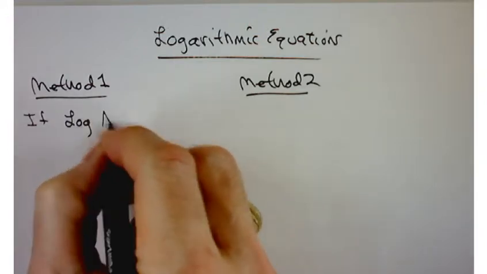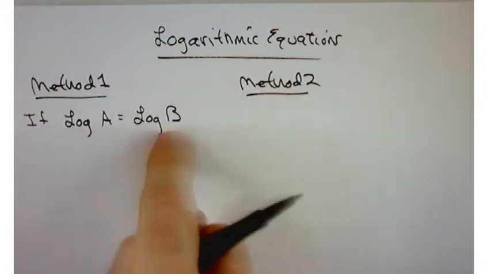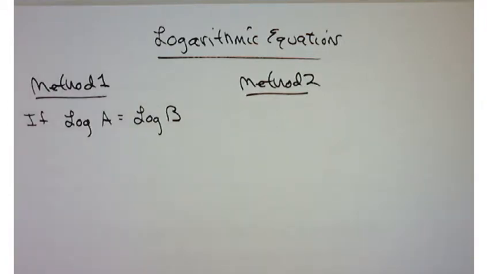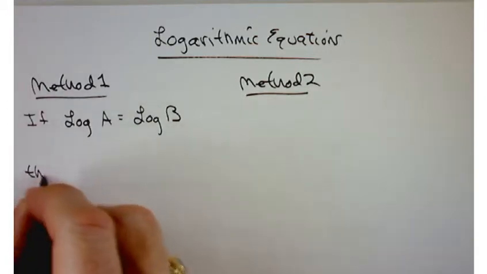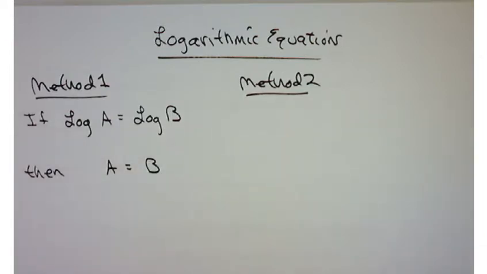If you have the log of something, say the log of A equals the log of B, leave a little bit of room for the base. But if you have the log of A equals the log of B, then A equals B. Basically, you can get rid of the logs. Now, it's not that you're canceling logs on both sides. It doesn't work that way. I will show you exactly what's happening, but you're not canceling the log on both sides. That's for sure.